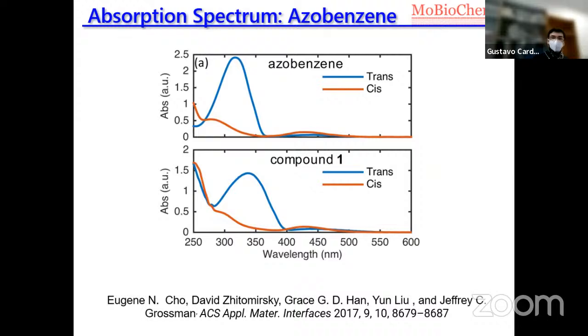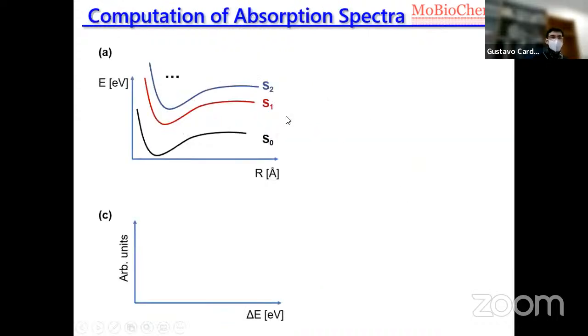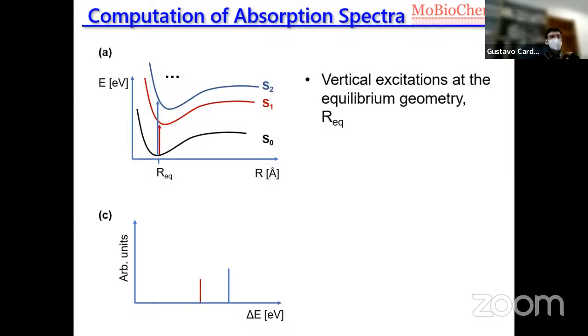But of course, the situation that I represented before, in which I said we should have a single peak for each electronic transition, regards a single configuration. And usually when we compute absorption spectra, what we do as a first approximation is to consider only one configuration, the equilibrium configuration. Now, of course, the absorption spectrum consists of the excitations from the ground state towards different excited states. I have represented just two of them, the S1 and S2, but there are many more.